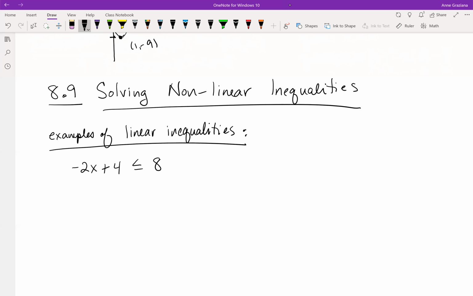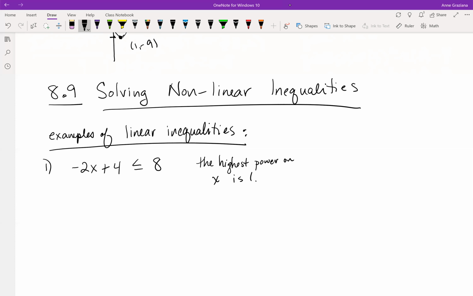Why is this linear? Can anyone tell me why this is linear? Okay. Yes, thank you, Marianne. Marianne put it in the chat. Beautiful. The highest power on x is 1. Okay, so that's what makes it linear.